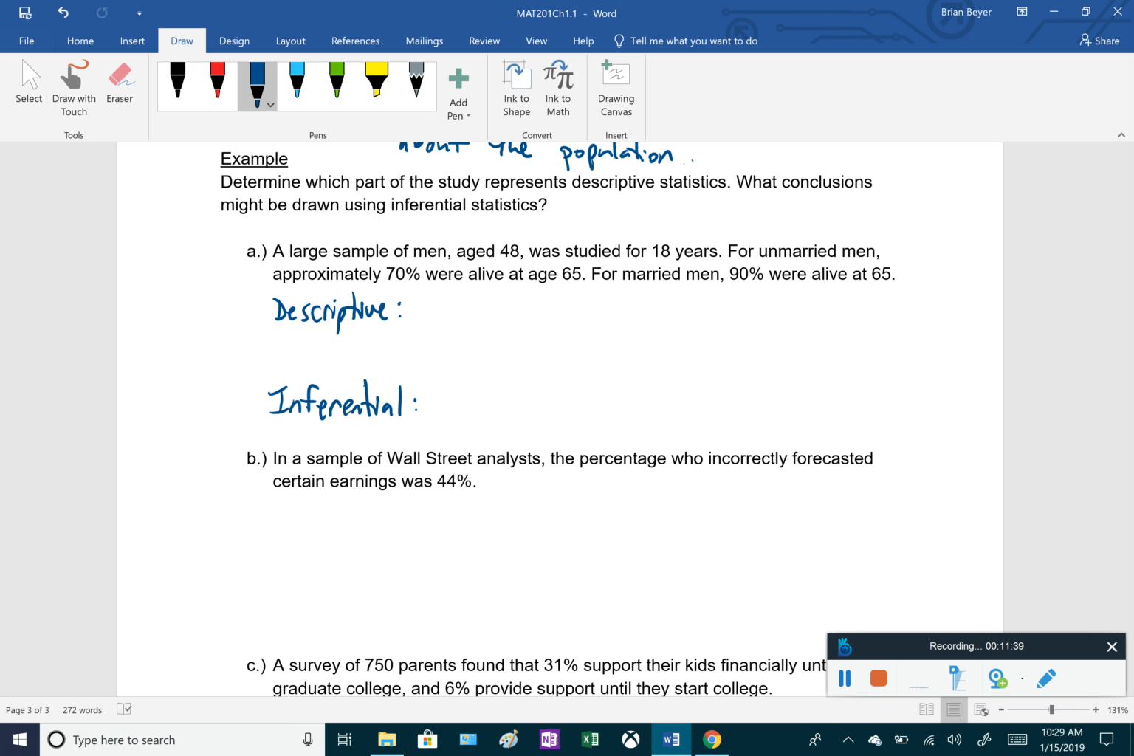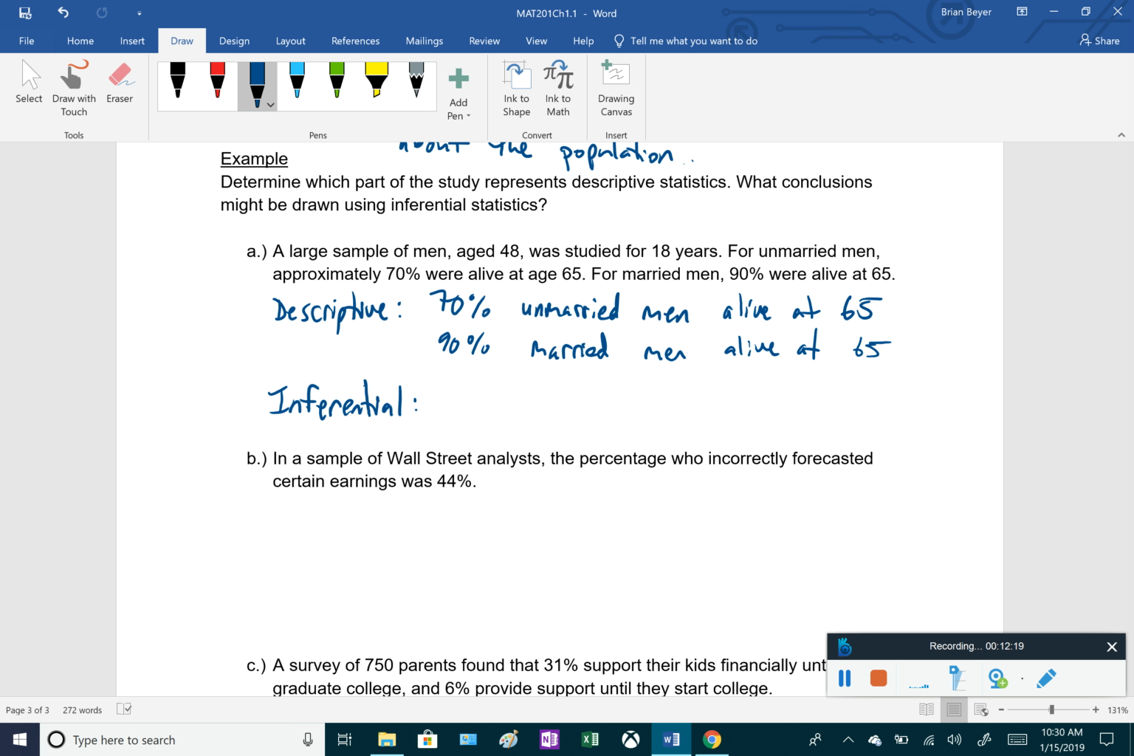So for the descriptive, this is just the data. So we can actually just kind of repeat the data. So the data says that, I'm going to abbreviate a little bit, 70% of unmarried men alive at 65. And then we also had that 90% of married men alive at 65. So it's just the data, just kind of repeating it.